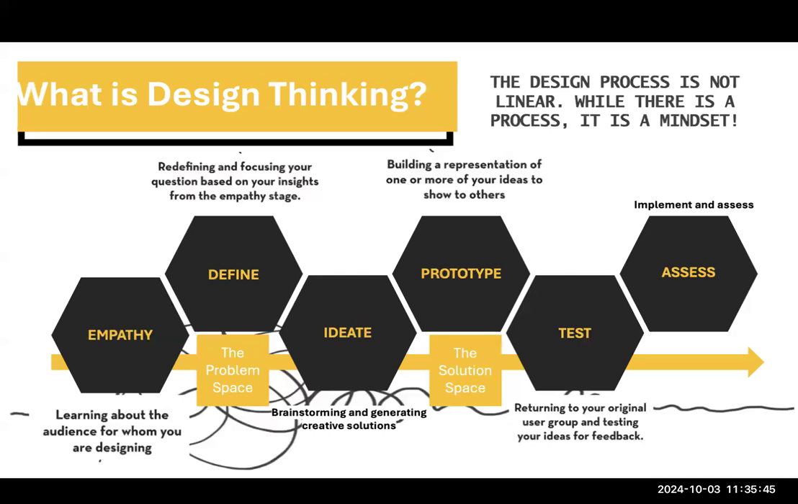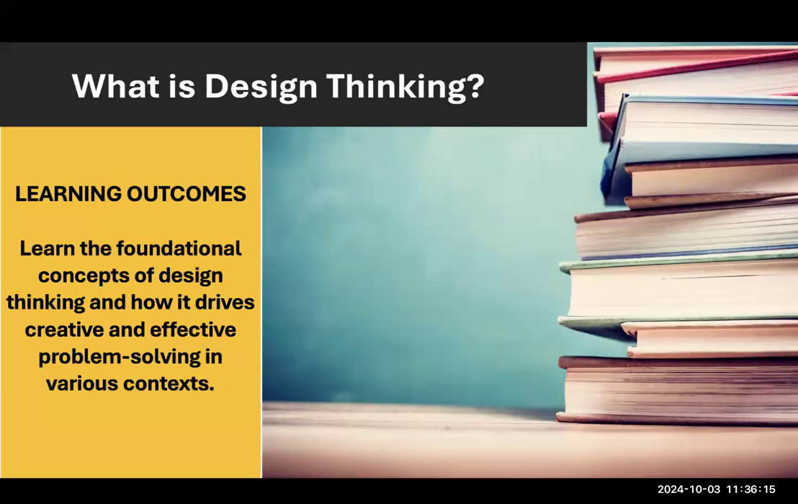Learn about the audience for whom you're designing. Define, refine, and focus your questions based on your insights from the empathy stage. Ideate, come together, brainstorm, and generate creative solutions. Prototype, build a representation of one or more of your ideas to show to others. Test, return to the user group and test your ideas for feedback, and then implement and assess. Those are the steps in the design thinking process, and we are going to walk through each and every one of those in great detail and give you the tools you need so you can deploy design thinking in your workplace.